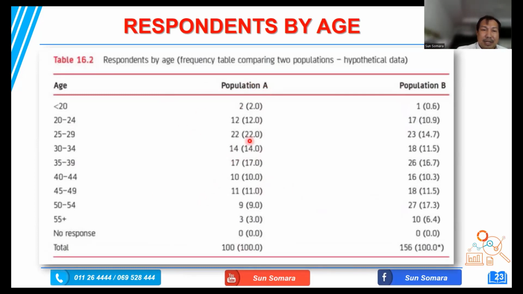Okay, the same thing, but this one has population A and population B, right? Frequency table comparing two populations. Hypothetical data, in case they want to do an experimental study and so on. It can be compared between group A, group B, and so on about the effectiveness of that part, right?